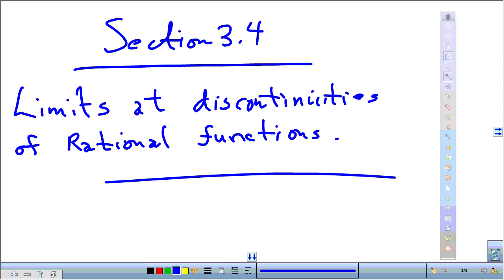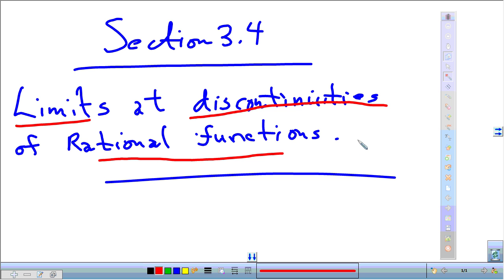We're going to look at limits again, but move to some discontinuities. Up to this point, mostly we could do limits at continuities, where we could substitute a value into an expression and get a number. So we're going to concentrate on what are called rational functions.